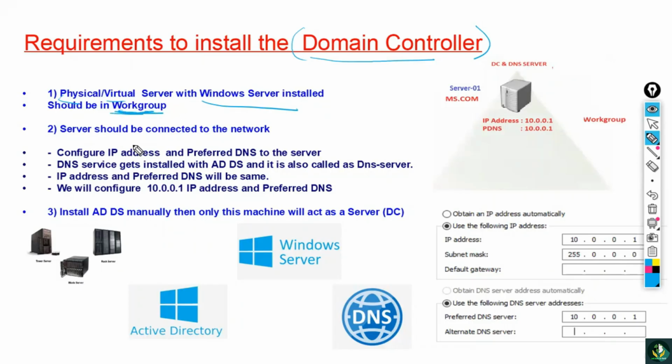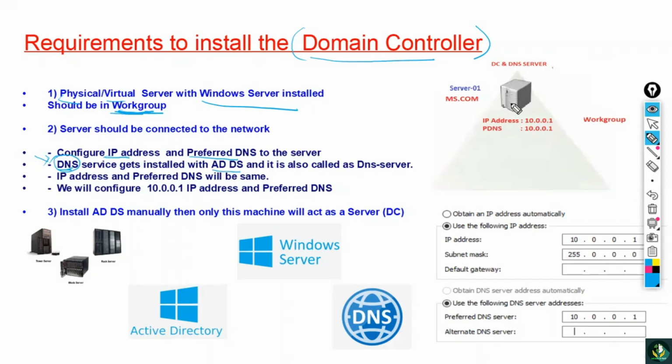And the server should be connected to the network. So server connectivity should be there, guys. For connecting the server to the network, we need to configure the IP address. We need to configure the preferred DNS, and DNS service gets installed. So guys, this DNS service, as I told you, will provide the unique name to the domain. And this DNS service will get installed with ADDS.